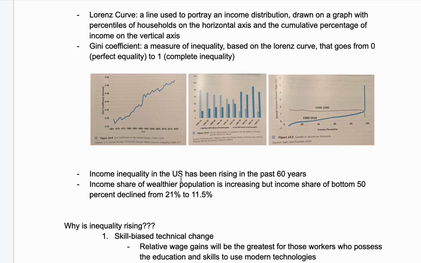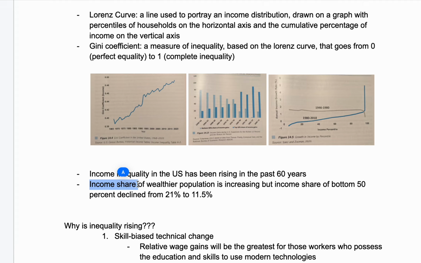economy. And in fact, a lot of industrialized nations are experiencing rising income inequality. So it's not a phenomenon unique to the U.S., I would say. And income inequality in the U.S. has been rising in the past 60 years. And income share means how much percentage of income you are earning in the economy, right? Income share of the wealthy population is increasing, but income share of the bottom 50% declined from 21% to 11.5%. So the income share for the poor is decreasing, income share of the rich is increasing.